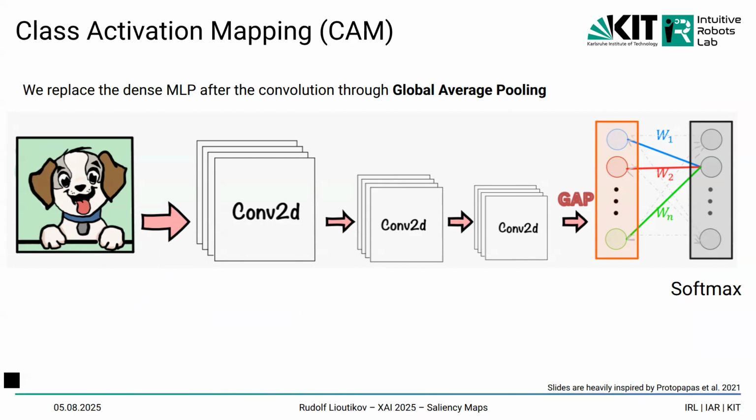So in this case, what we do here, we take the network as it was trained already, and chop off the MLP and instead do global average pooling. So, who knows what global average pooling is? Okay, so global average pooling, really, really simple.